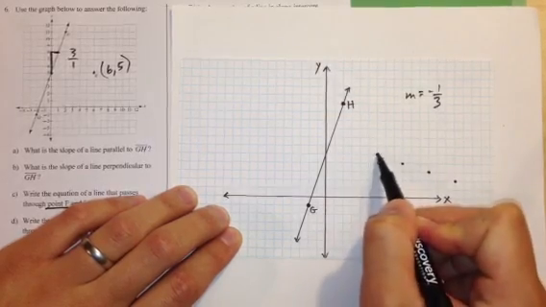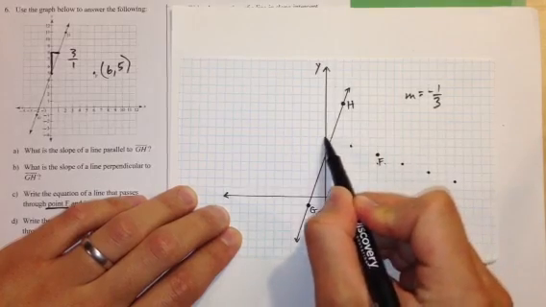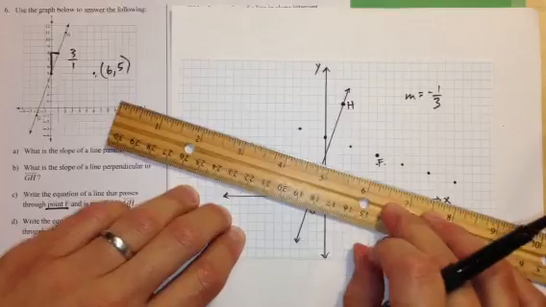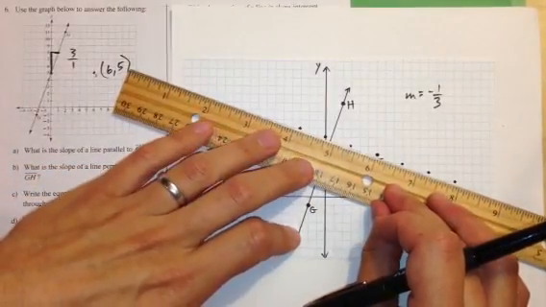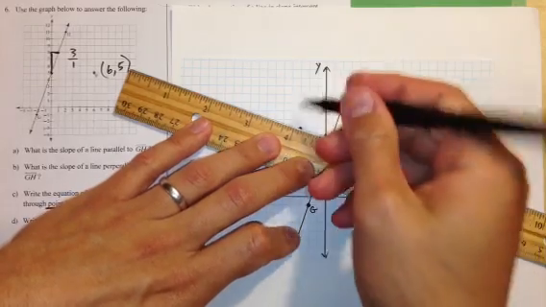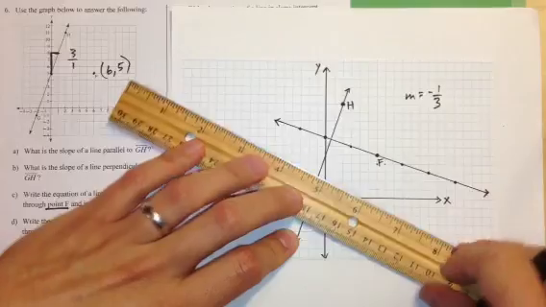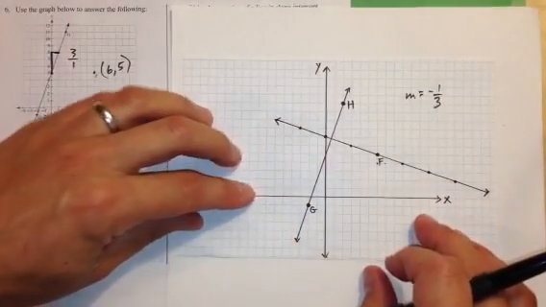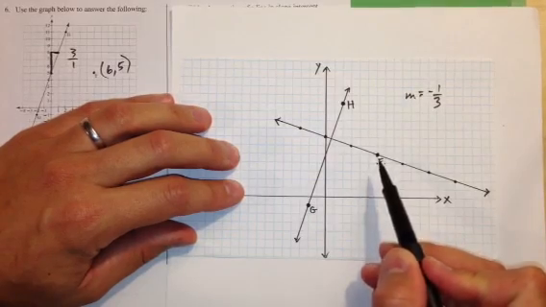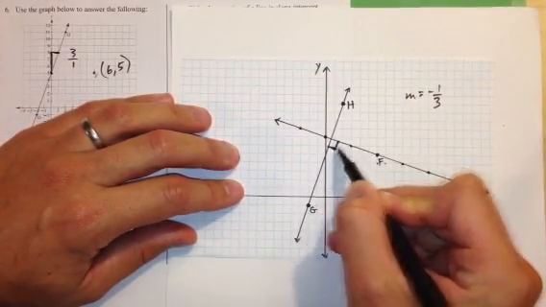And I can continue the pattern the other way. Up 1, over to the left 3, up 1, to the left 3, up 1, to the left 3. I can draw a line. So I just drew the line that is perpendicular to line GH, but passes through point F. It makes a 90-degree angle. These two lines make a 90-degree or a right angle.